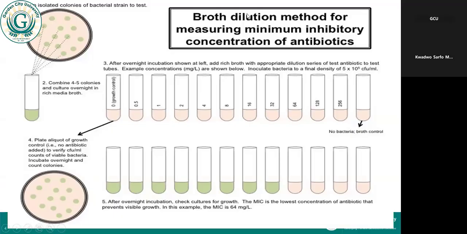So this is a dilution method for checking. Sir, please, I don't understand the broth dilution method.